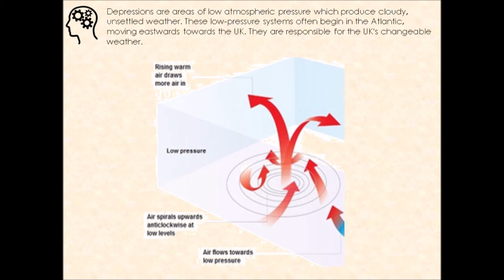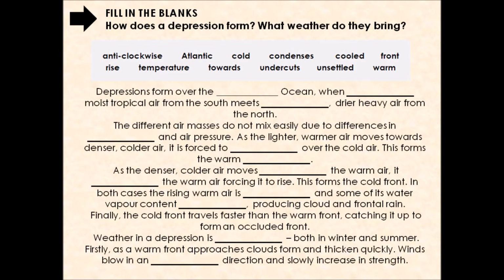So to kick us off then, we're going to be thinking about how a depression forms and what weather they typically bring. So if you're working on the worksheets, you'll see you've got a fill in the blanks opportunity now, where you've got missing words, just like I've put on the screen, and then you've got some paragraphs there where you need to use the missing words to fill them in, and eventually then it will show you how a depression forms. So if I give you a couple of minutes to do that, and then we'll check our answers.